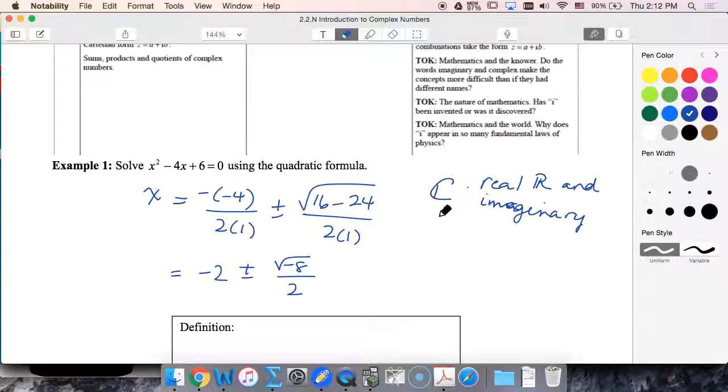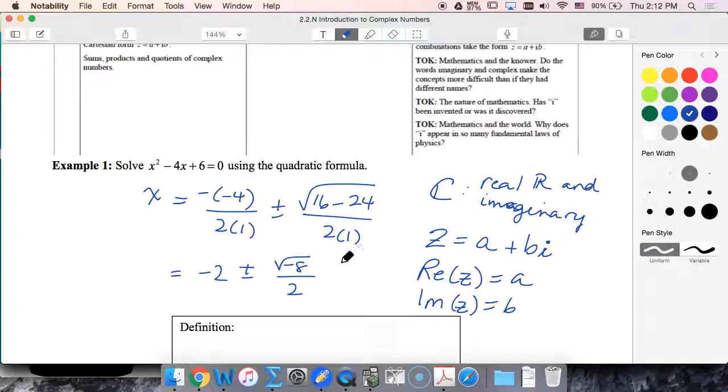In fact, we say that a complex number z can be written in the form a plus bi, where the real part of z is equal to a, and the imaginary part of z is equal to b. So I can express any number in this form and end up with a complex number, or if b is 0, then it ends up being wholly a real number.